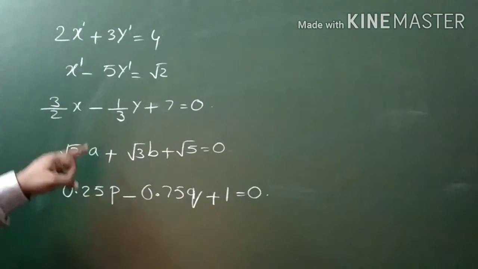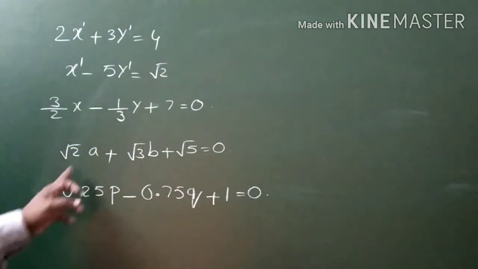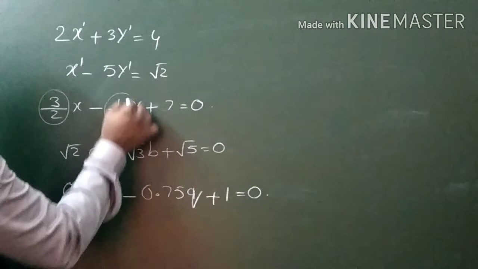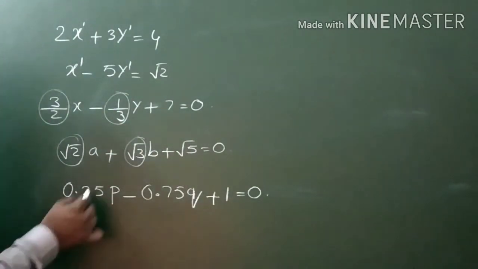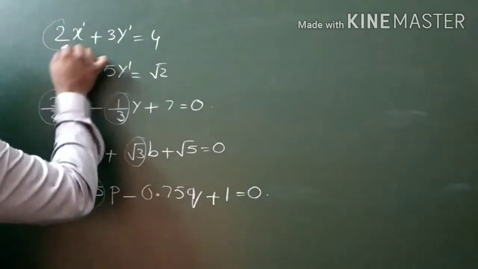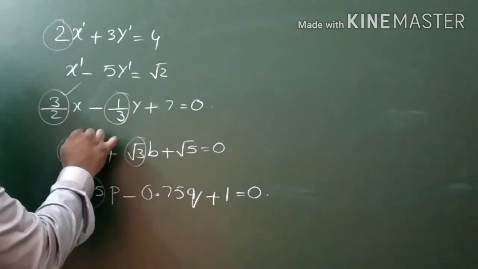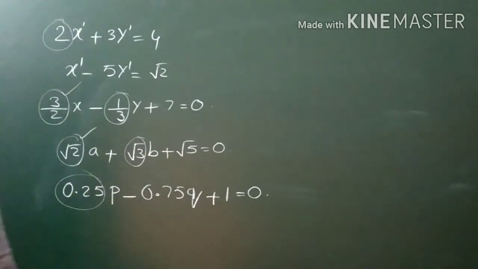How many variables are present in each of the examples? Two. And these are called the coefficients of the variables. The coefficients can be a natural number, a rational number, an irrational number, or decimals, anything you can write.